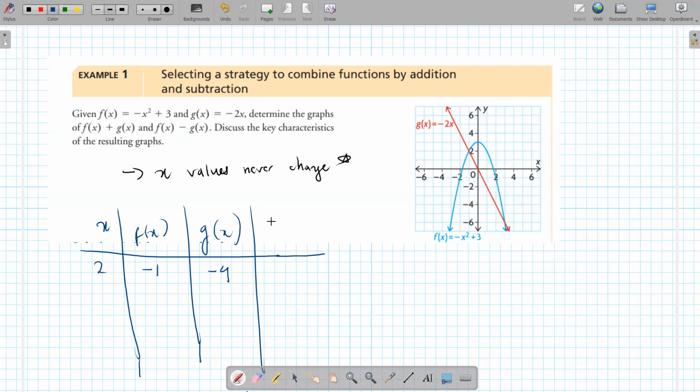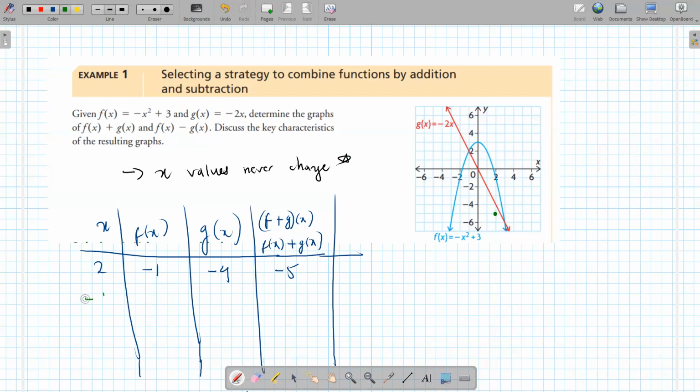Now look at this. If you want to add them up, f of x plus g of x. So the x value is going to stay exactly the same, but for the y value, we're going to add these two numbers, negative 1 plus negative 4. What's negative 1 plus negative 4? Negative 5. So the combined function, if you add them up, when the x value is 2, the y value will be negative 5. There we go. We have our first point.